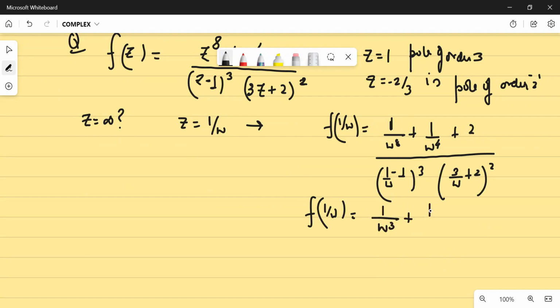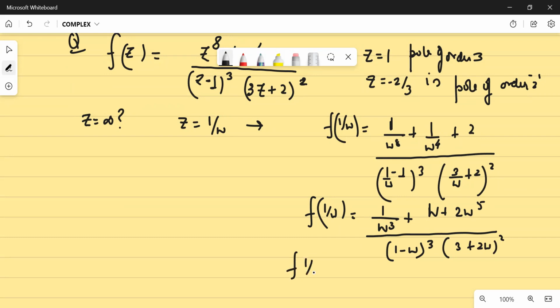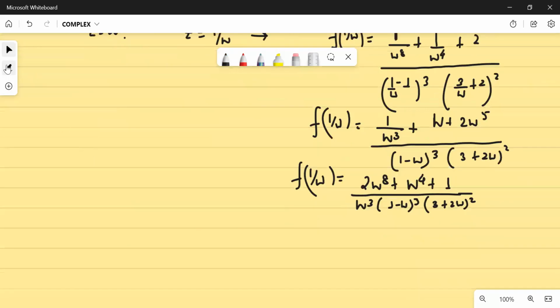So it will give you 1 over w^3, times (1 plus w^4 plus 2w^8) over (1 minus w)^3 times (3 plus 2w)^2, if I'm not wrong. And this w will go all the way around. And this will give you 2w^8 plus w^4 plus 1, divided by w^3 (1 minus w)^3 (3 plus 2w)^2. I hope it is clear.